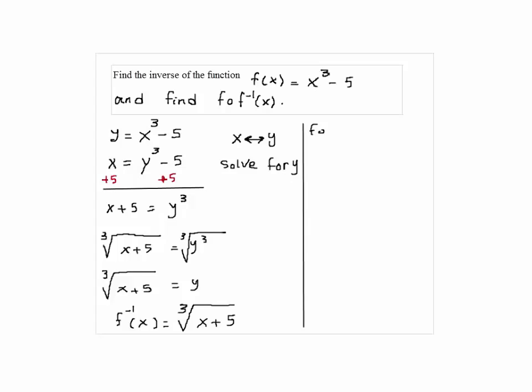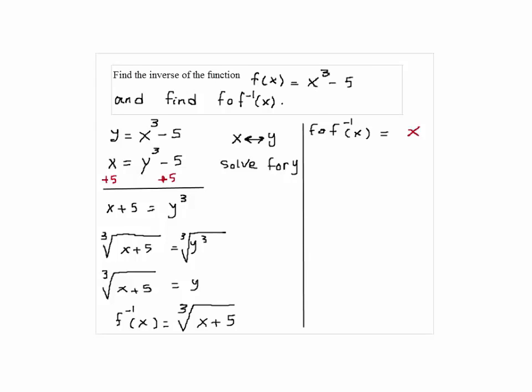Now we need to evaluate the composition of f with its inverse. Can you tell me what this should be equal to? Since we know these two are inverse of each other, what would we expect to get here? If you find the composition of f with respect to its inverse, it would always be equal to what? Okay, it's supposed to be equal to x. If they're inverse of each other, it's supposed to be equal to x.